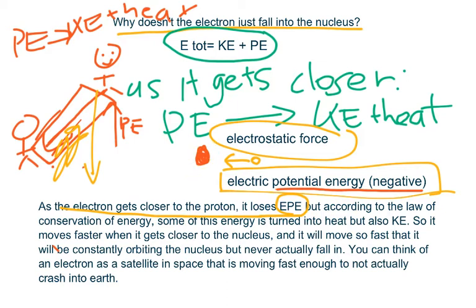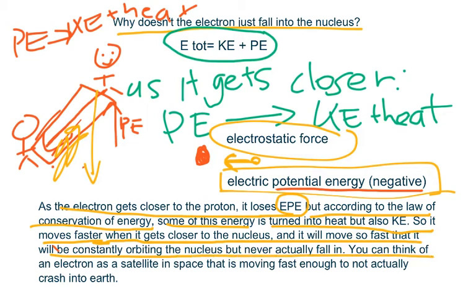So, as the electron falls closer and closer toward the nucleus, it is losing distance, and as a result, it is losing electrical potential energy. But, according to the law of conservation of energy, some of this electrical potential energy is turned into heat and also kinetic energy. So as it gets closer, the electric potential energy will decrease, but that lost energy will be turned into kinetic energy. So the electron, as it gets closer, will move faster, and it will move so fast that it will be constantly orbiting the nucleus, but will never actually fall in.